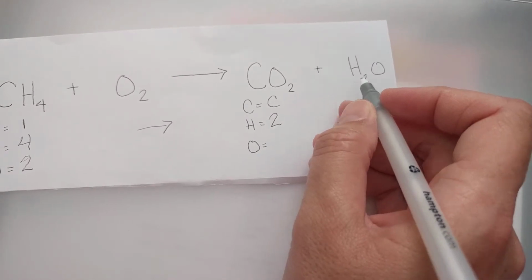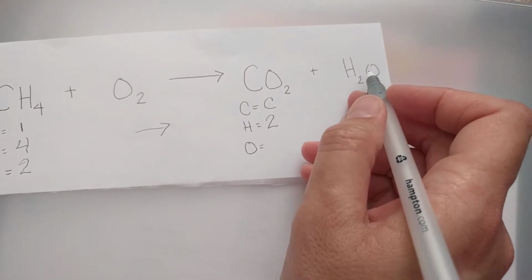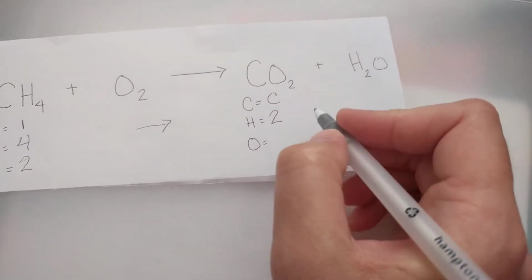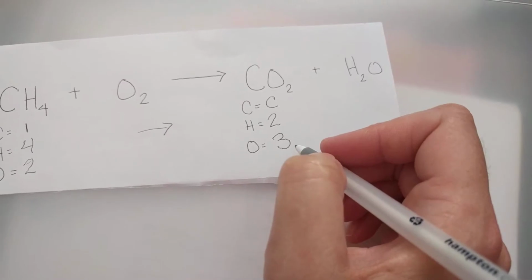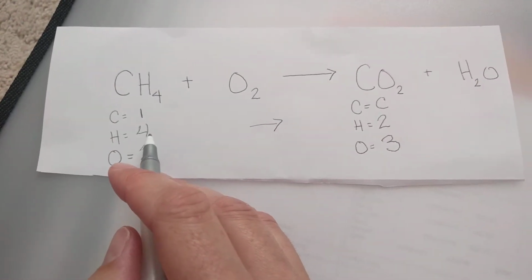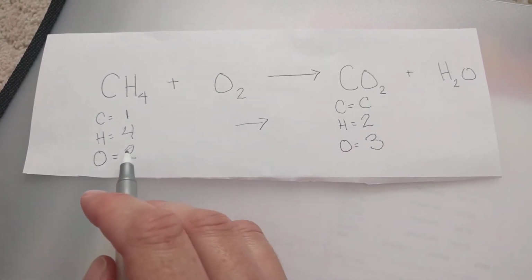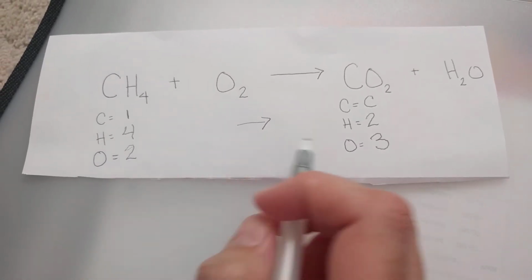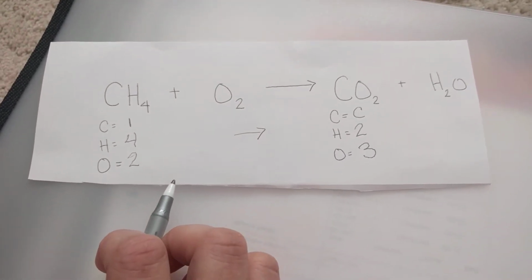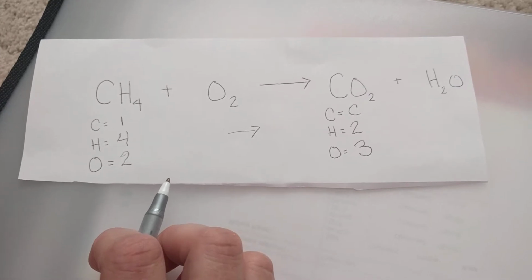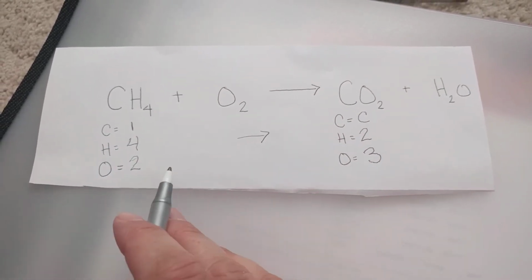Plus, there's 2 hydrogens, but how many oxygens do we have? Just 1. 1, 2, 3. Oh, there are 3 oxygens on this side. Now let's compare. 4 hydrogens over here and 2 over here. Oh no. 2 oxygens over here and 3 over here. Oh my goodness. Well, that's not going to add up right at all. Well, what do we need to add? How do we need to make this work to make it add up?